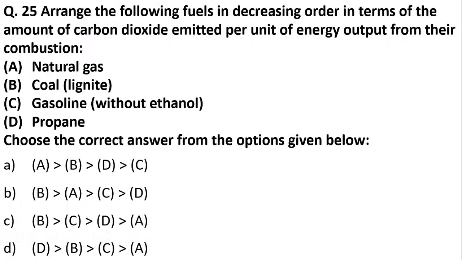Arrange the following fuels in decreasing order in terms of the amount of carbon dioxide per unit of energy output. Means which produces more output when they are burned. Natural gas, coal, gasoline or propane. So first the most will be produced by coal, then gasoline, then propane, then natural gas. The right answer is B, C, D and A.